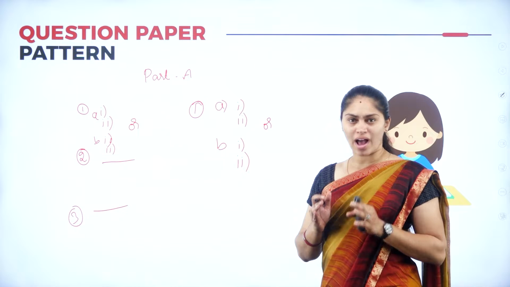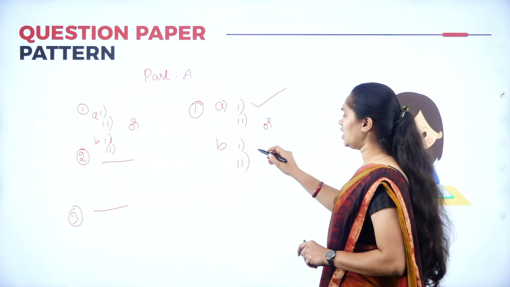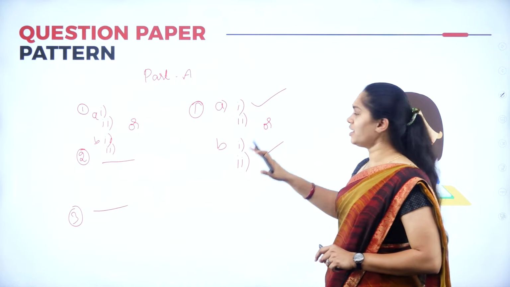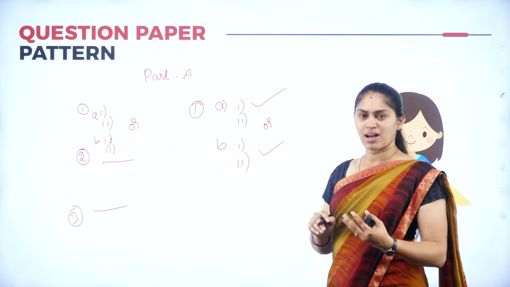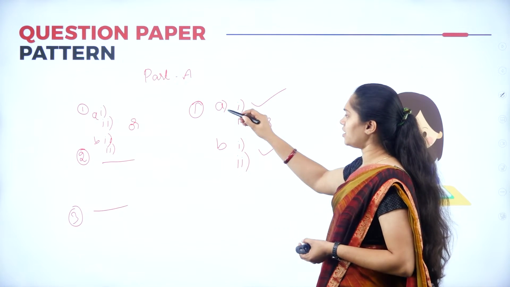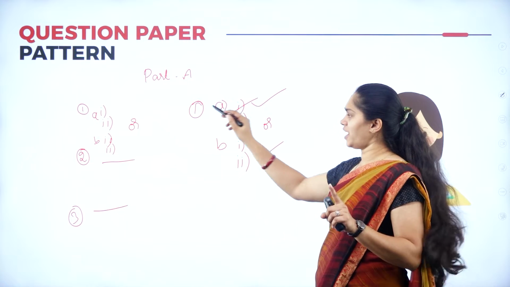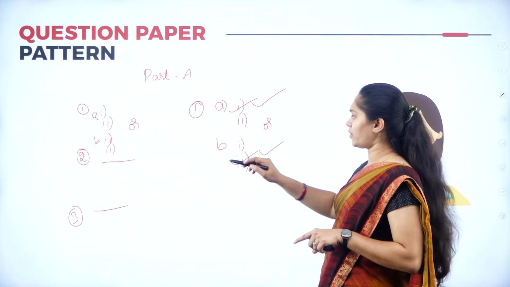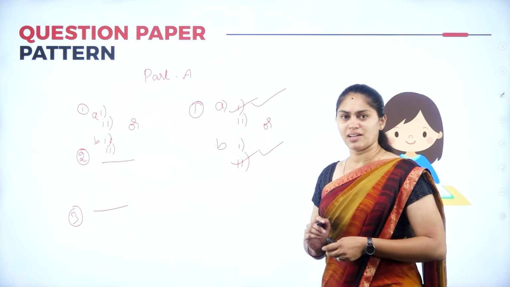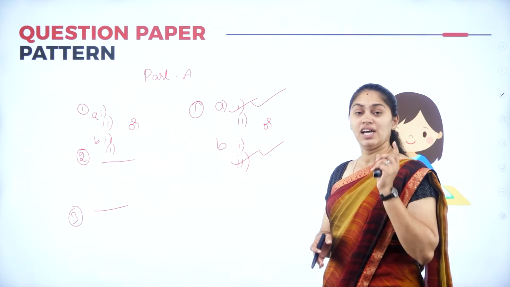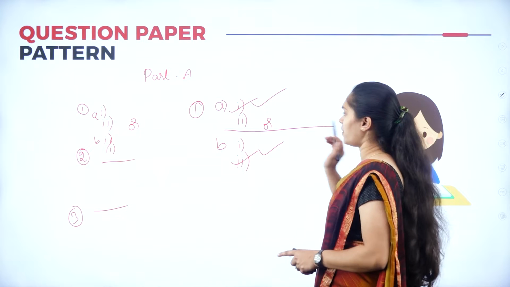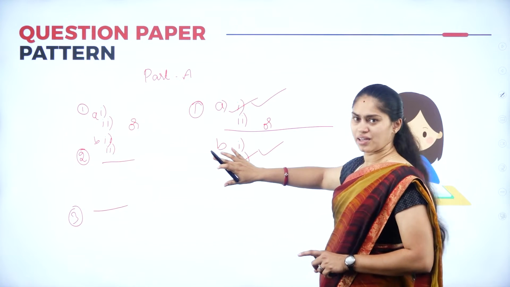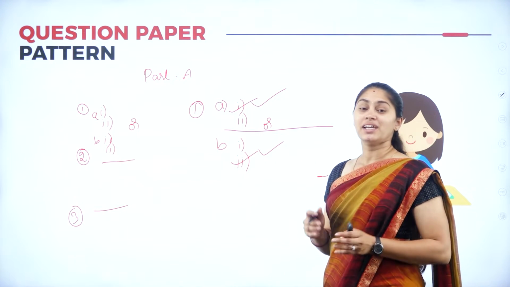You are supposed to answer either A or B, not both. If you are trying to get 15 marks and you have written the answer for the first sub-question of A in the first question and the second sub-question of B in the first question, then it is not possible. You need to answer both the sub-questions from A or from B. Then only we will be able to get the marks.